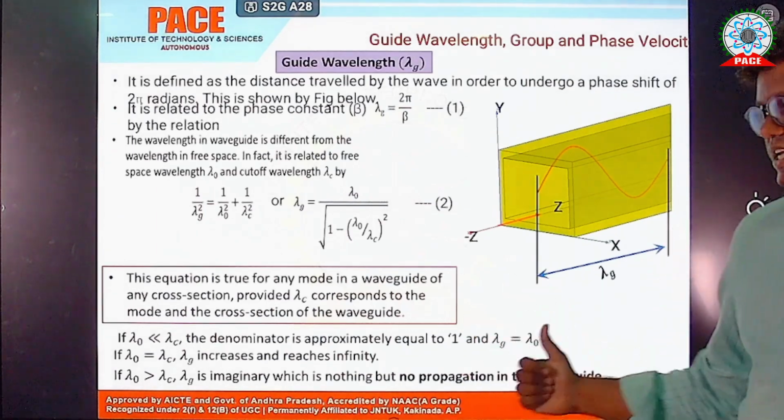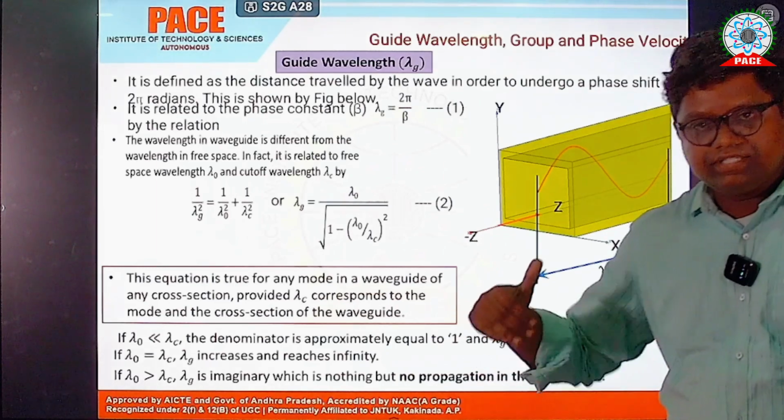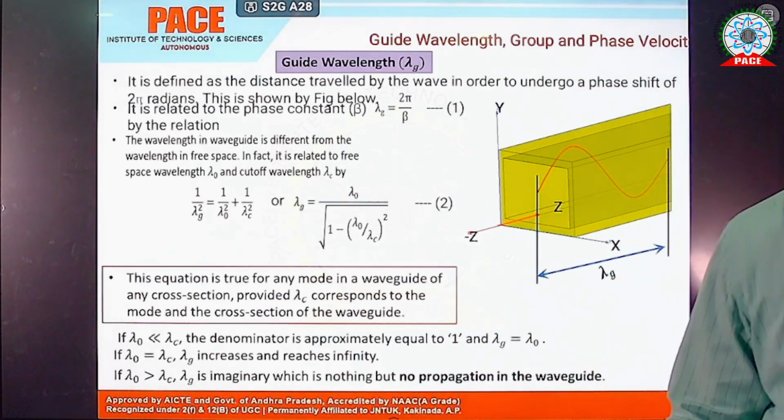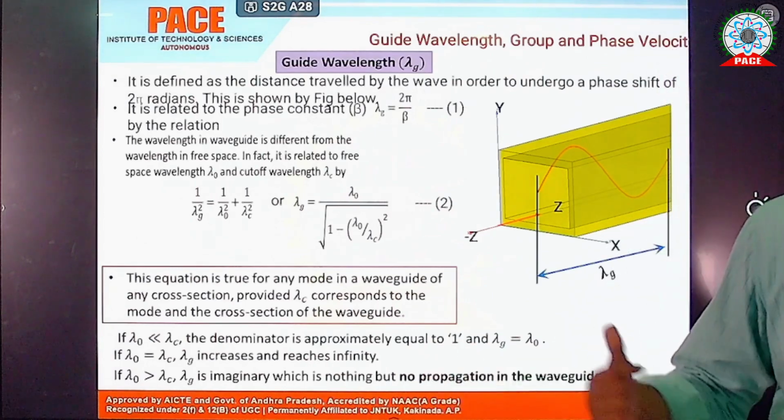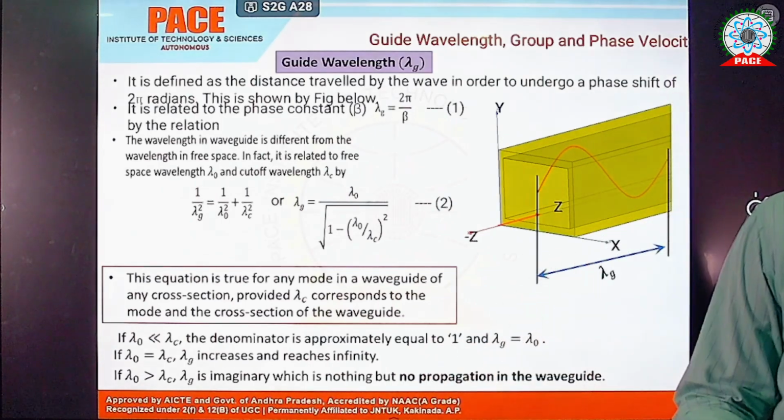So this is about a rectangular waveguide, circular waveguide, and its cutoff frequencies and its TE, TM modes, how it is propagated, and the dominant mode in the rectangular as well as circular waveguides.